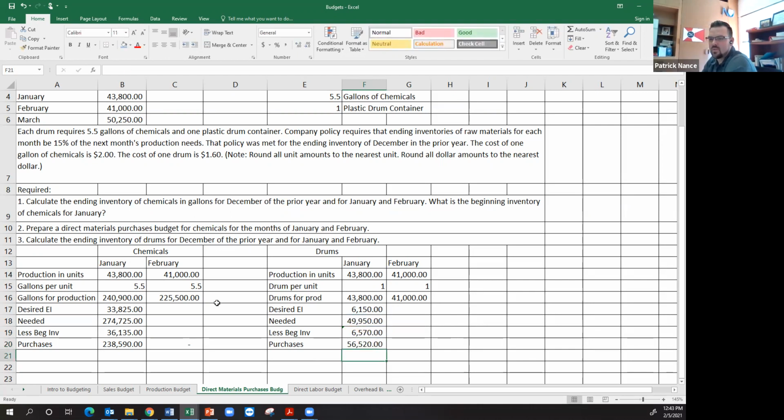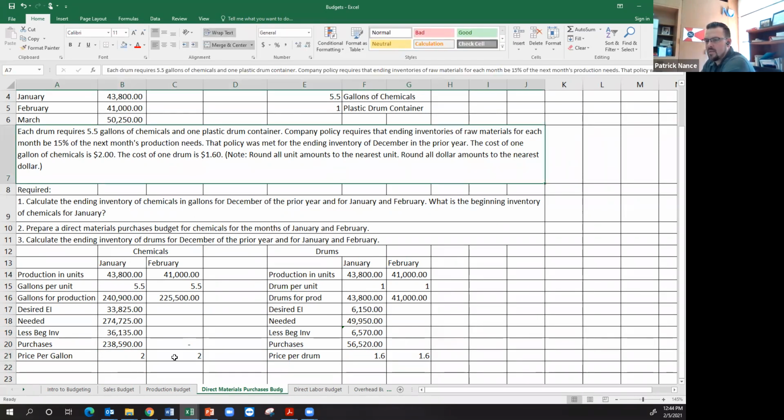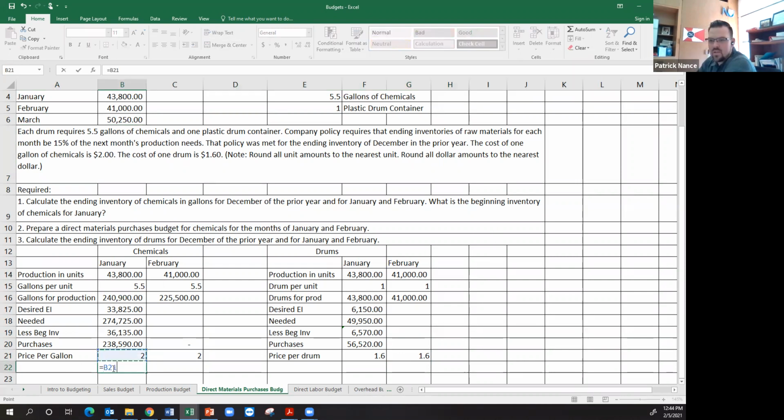Now the final step in this, and we'll do February here in just a second, is that I need to figure out how much it's actually going to cost me. So price per gallon here is $2. Here it is the price per drum. It's $1.60. That's given in the problem. So my total cost, okay, I multiply the 238 by 2 to get this number.